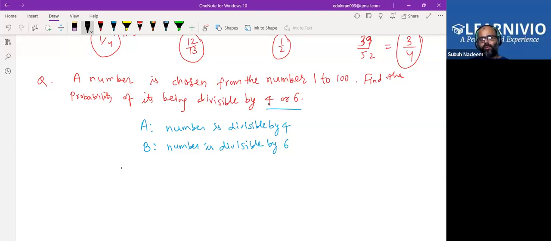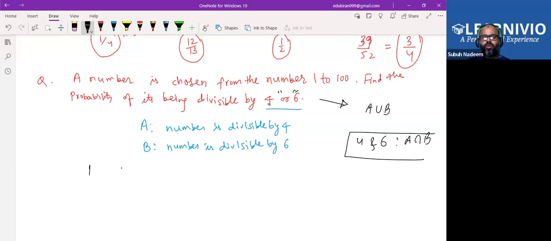That we will take afterwards. But first, if you have to find it being divisible by 4 or 6, what does this or stand for? Mathematically, what does and stand for, and what does or stand for? Or stands for union. So A union B is either A or B or both. And if it is 4 and 6, that means A intersection B, both.